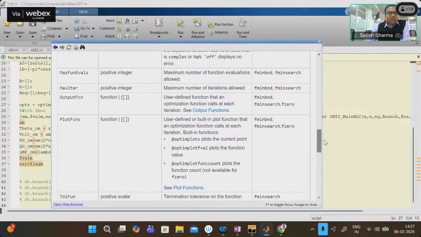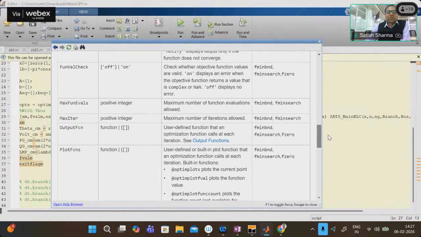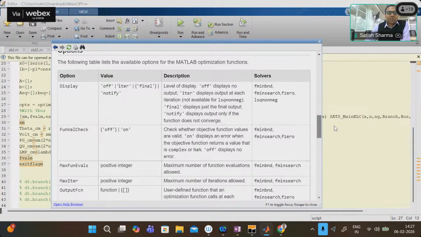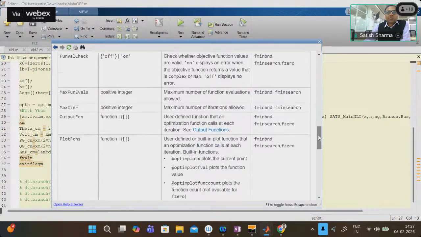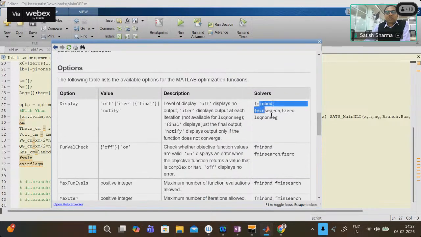certain tolerances can be defined, the maximum number of iterations can be defined, the maximum number of function evaluations can be defined. Different checks, and what else can be displayed or not. You can make the display off. You can see each iteration, or the final result, or some notification. Everything is available, and it is also mentioned here which solvers can be used with this particular function.